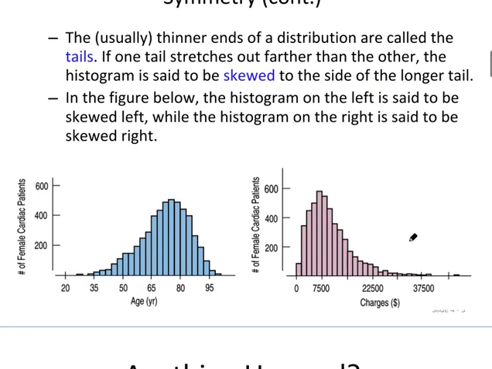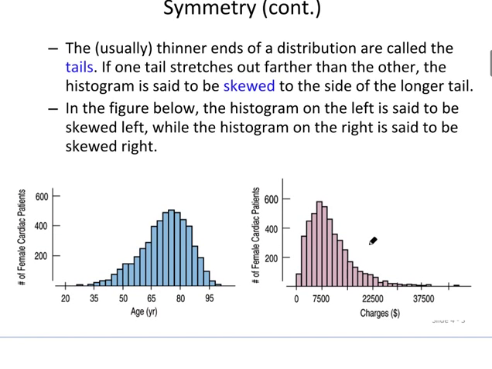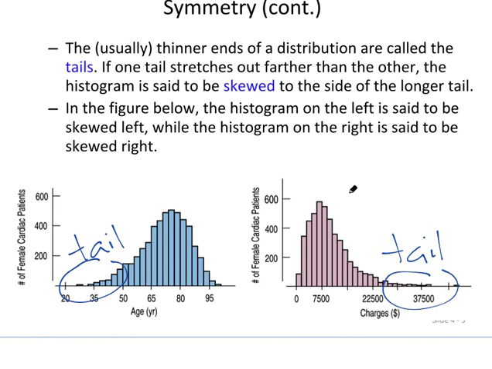So more about this with symmetry. Usually the thinner ends of the graph are called the tails. So right here is a tail, and right here is a tail. Okay, so it's important to note where the skinnier end is. And we talk about whether or not graphs are skewed. Okay, it's skewed to the tail side.